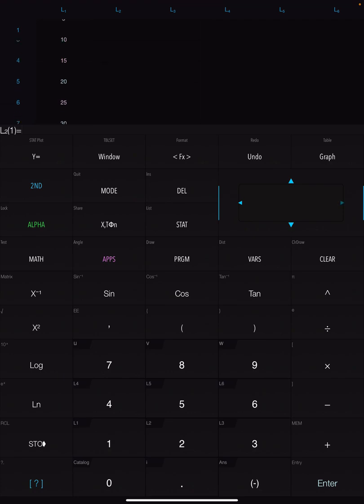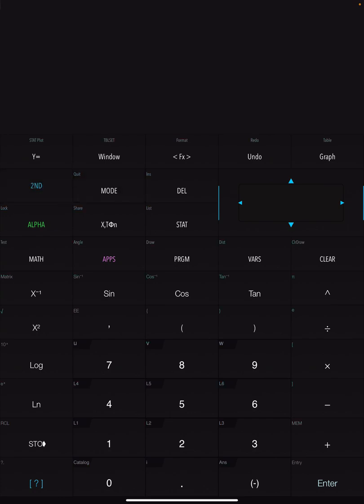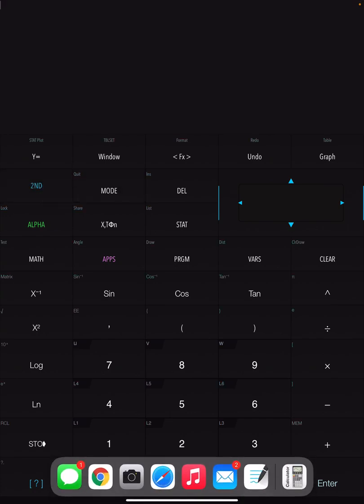Then you're going to move over to your list 2 and type in your list 2. So 204, 182, 157, 140, 126, 113, 102. Okay, perfect. Once you have done that, hit second mode or second quit and go back to your home screen. And let's talk about what we're going to do next.